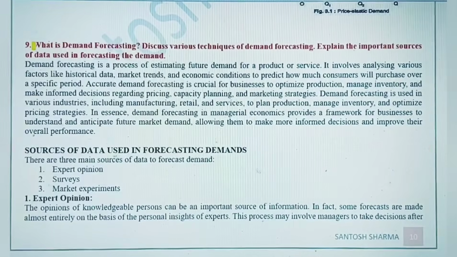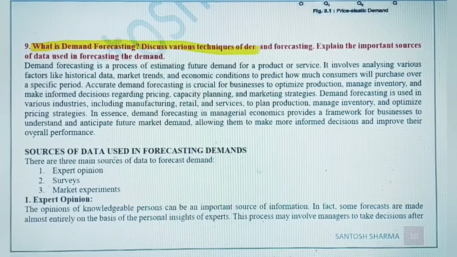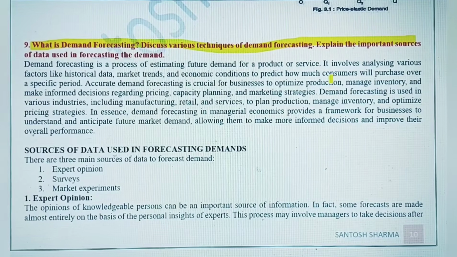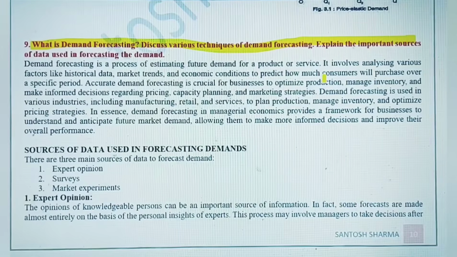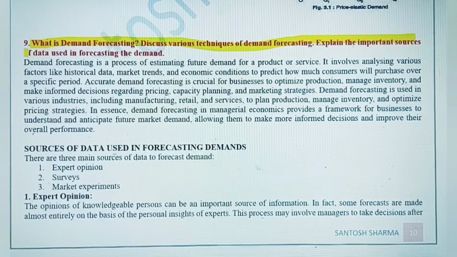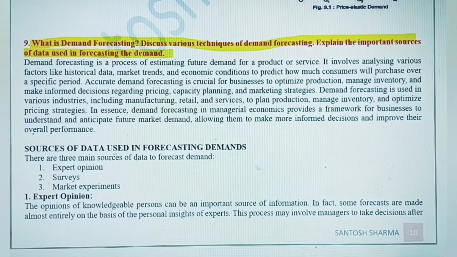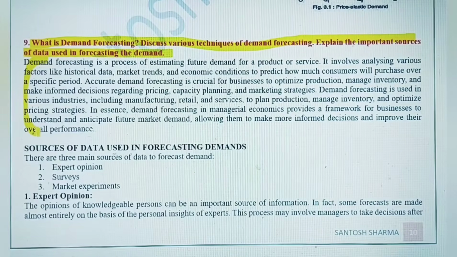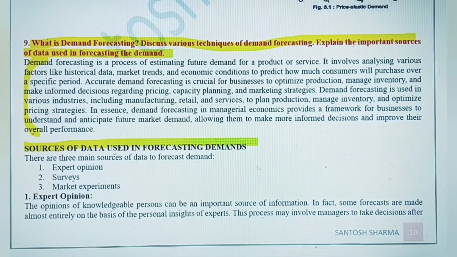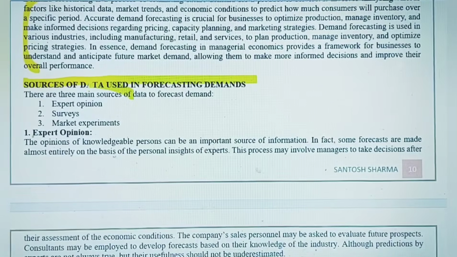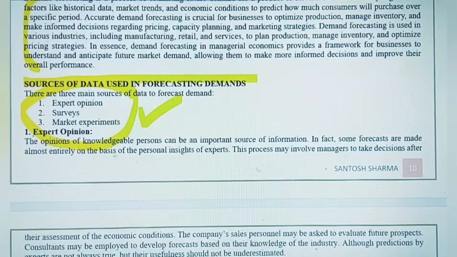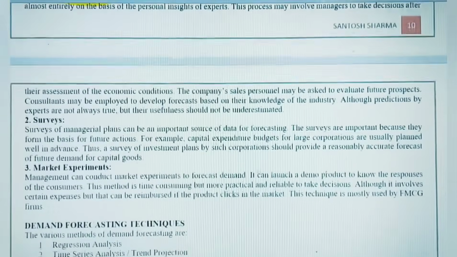Fine. Question number 9. What is demand forecasting? And discuss the various techniques of demand forecasting. It's a very, very difficult job to forecast the demand of a particular good or service, and also you are asked to explain the different sources of data used in forecasting of demand. So first write the definition of this, and these are the different sources of data which are collected for forecasting demand. These 3 are very important: expert opinion, survey, and market experiments. These are very simple sources of collecting market data, and write briefly about them, give examples.